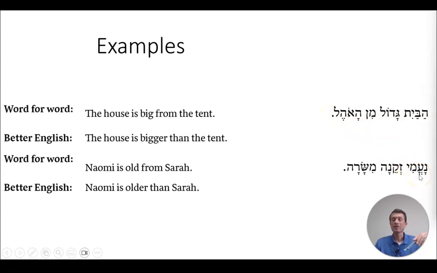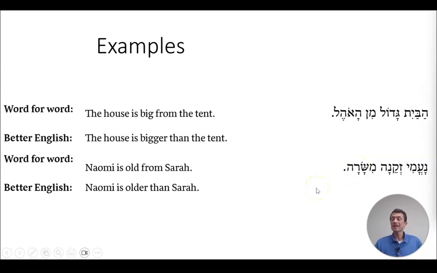Here, this example below, Naomi is old from Sarah. Like, wait a minute, that doesn't make sense. Naomi is old from Sarah. It's a comparative use of the adjective. Naomi is older than Sarah is what that is communicating.